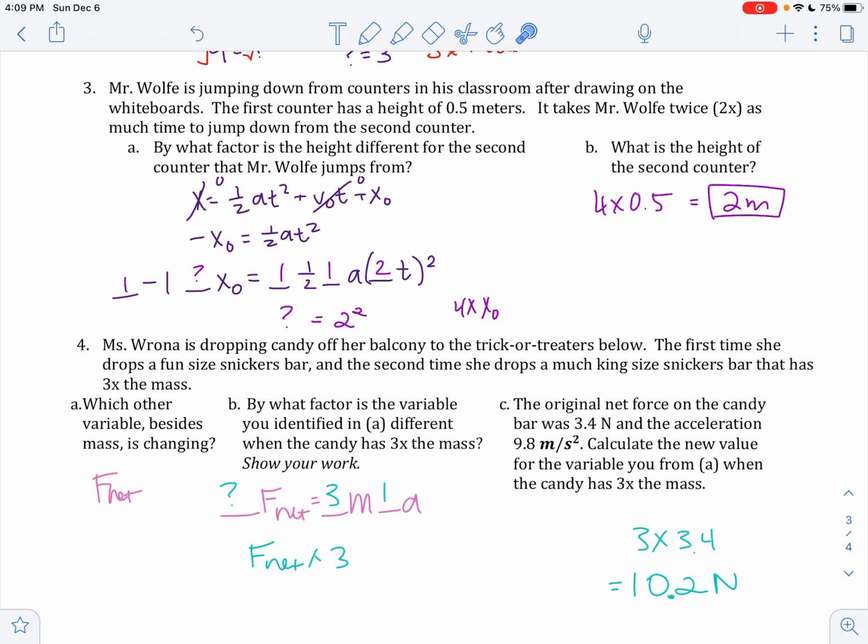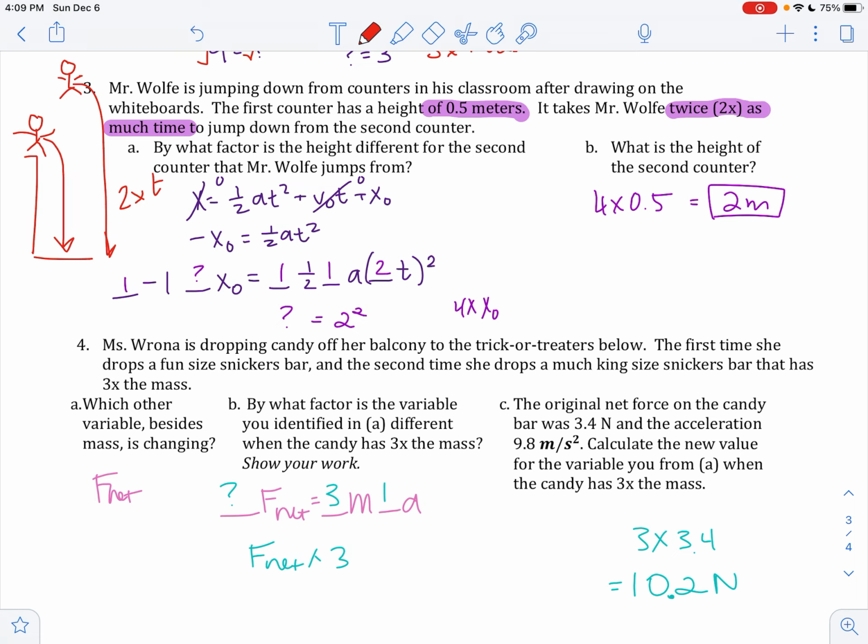Number 3. So let's see. Mr. Wolf is jumping down from the counters of his classroom with drawing on the whiteboards. The first counter has a height of 0.5 meters. Takes Mr. Wolf twice as much time to jump down from the second counter. So the time is changing. We want to know how does the height differ. All right, so he's starting here and he's jumping down, okay? And then the second counter, it took him more time, 2 times the time.